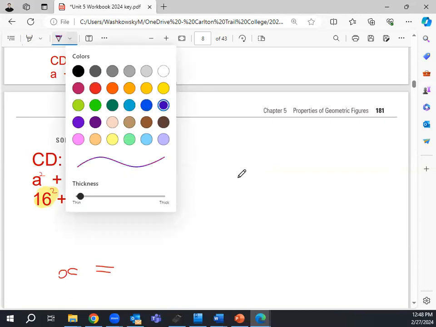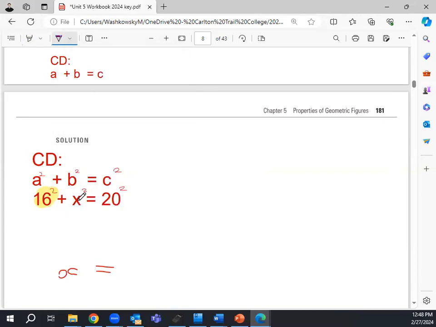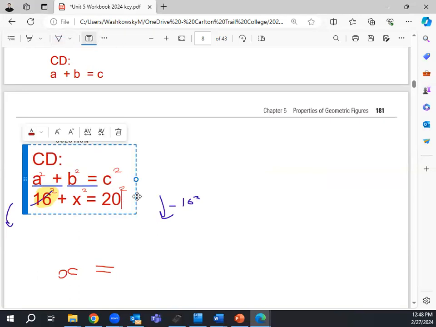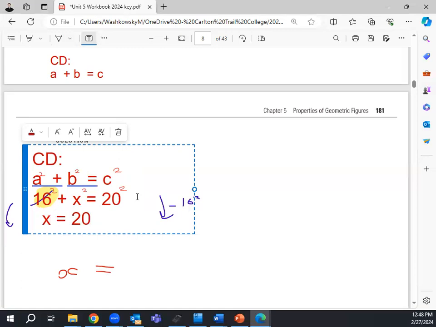But I need to do the opposite of what's happening. Right now, 16 squared is being added to X. I know I need to get X by itself. So I'm going to do the opposite of adding 16 squared, and I'm going to subtract 16 squared from both sides. And what's going to happen? That gets canceled out. It gets brought over here. And I write it in exactly how I see it again. So now it's X squared is equal to 20 squared minus 16 squared.